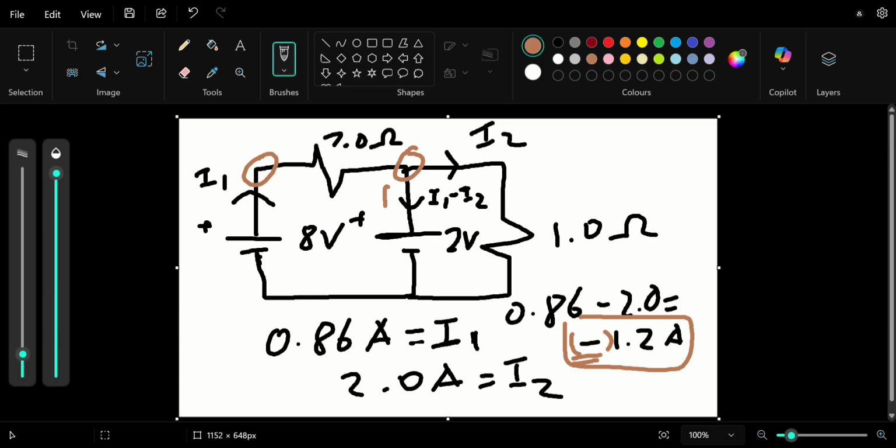This negative symbol also indicates that the current is not actually flowing in this direction, but rather in the opposite direction there. Because when using KCL, Kirchhoff's current law, and KVL, Kirchhoff's voltage law, you can just account for the signs afterwards and see which direction current really flows.